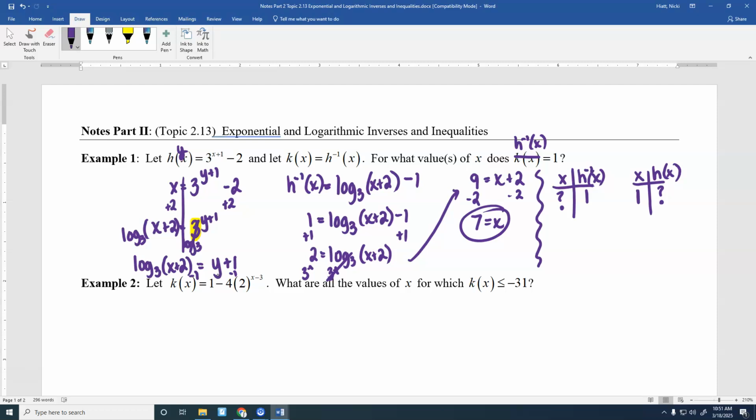Now, if I know that x equals 1, how do I find h of x at that point? I just plug it in, right? So I would just do h of 1, which is 3 to the 1 plus 1 minus 2, which is 3 squared minus 2, which is 9 minus 2, which is 7. There's my answer that goes with it. Because this is a y coordinate on the inverse, it's an x coordinate on the original, and you don't even have to find the inverse to do that.